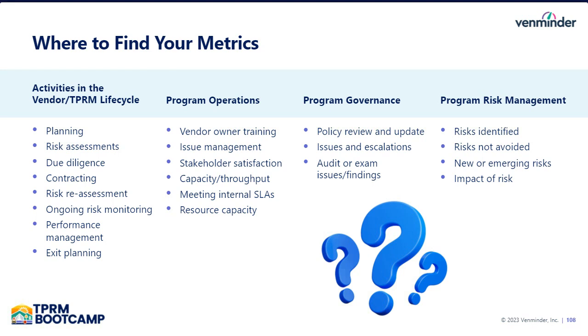We could also look at governance to see if there's been any audit or exam issues or findings, how issues and escalations are going, and then overall program risk management. So how many risks have we identified? What risks did we not avoid? What were those issues? Are there any new or emerging risks? And has the impact of any risk changed?